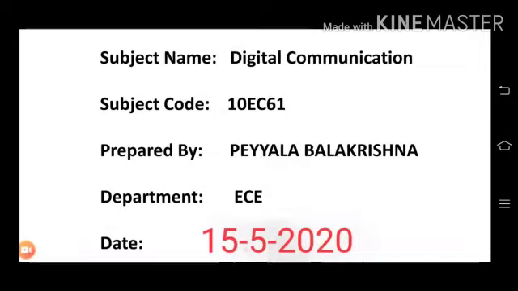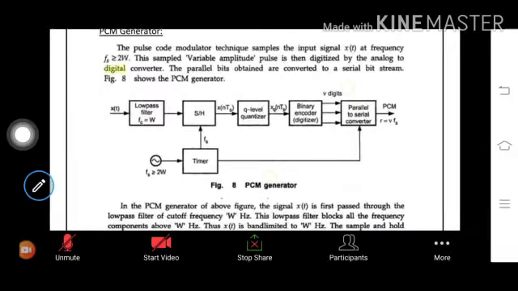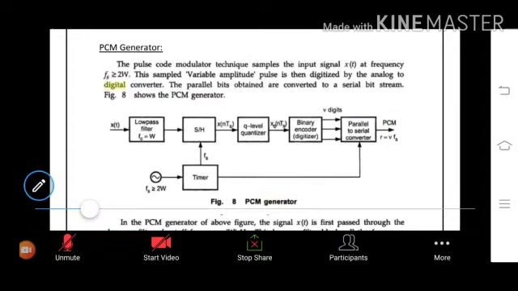So yesterday we discussed what PCM codes are and how to define them. Now we will explain the PCM transmitter and PCM receiver. First is the PCM generator.